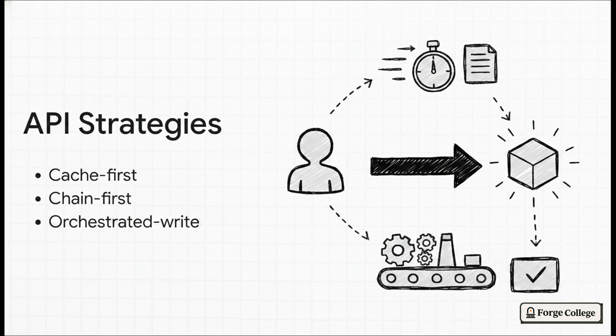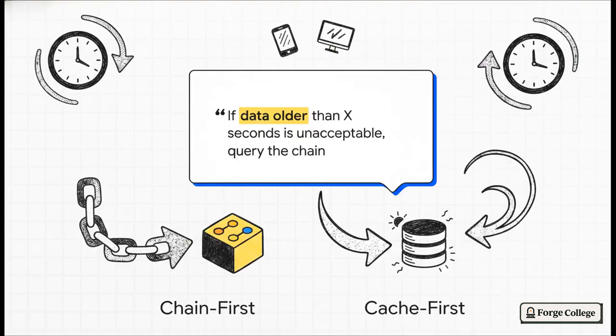Next, we have chain first. This is bypassing the desk and going straight to the vault. It's definitely slower, but it's perfectly accurate. Think of it like checking your exact bank balance before you try to buy a house. And finally, orchestrated-write, which you use when you actually need to change something on the blockchain and manage that entire lifecycle. And that brings us to the golden rule.